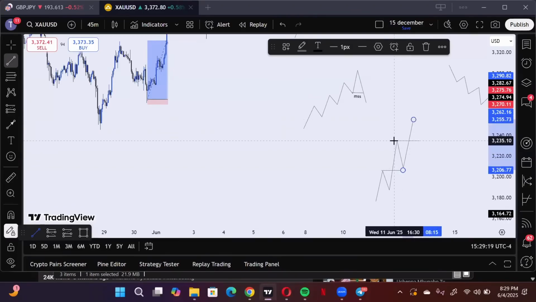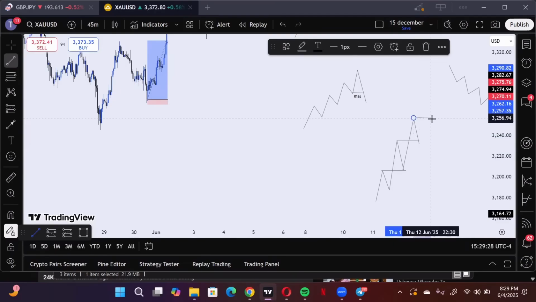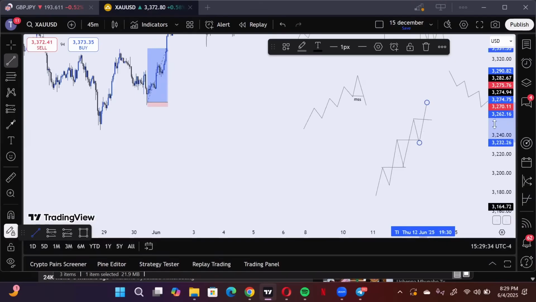And once it takes out that high, that's what you call a break of structure again. So the market will pull back again and make a new higher low. Then this last high becomes a key level. Once price goes up and takes that high out, that's what you call a break of structure. So in break of structure, the market will maintain its current trend, but it will keep breaking key levels.